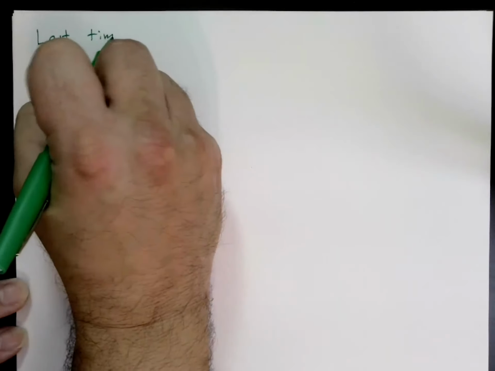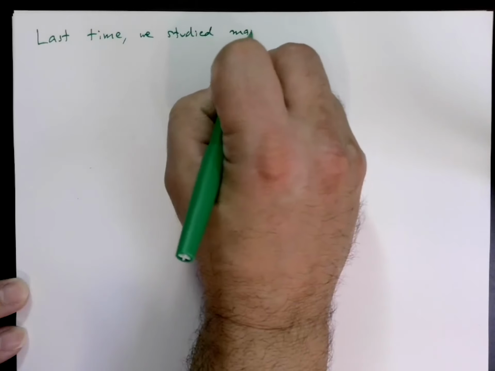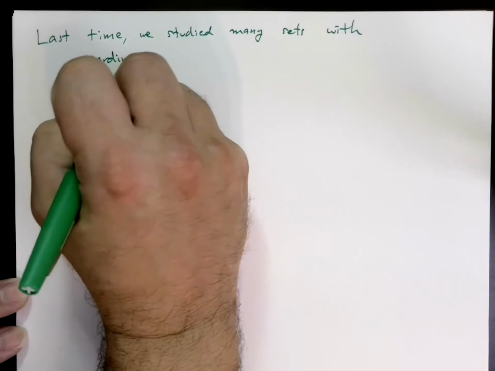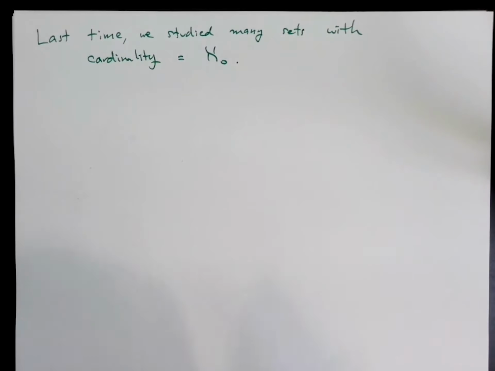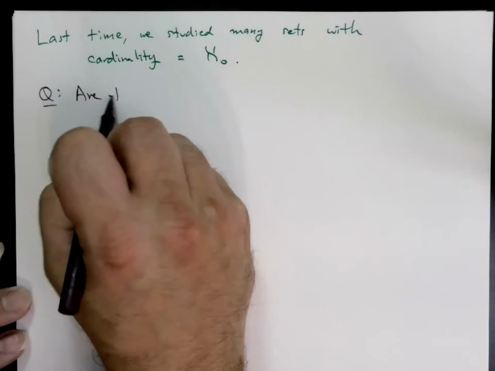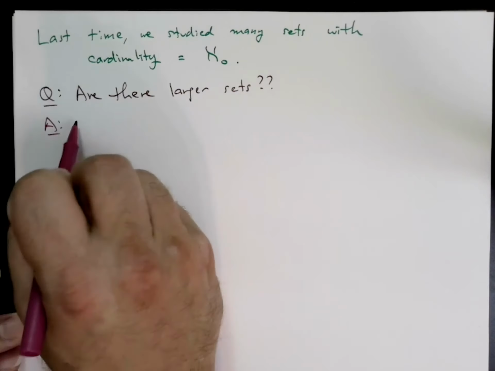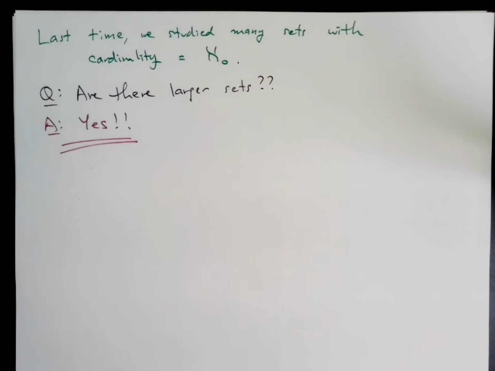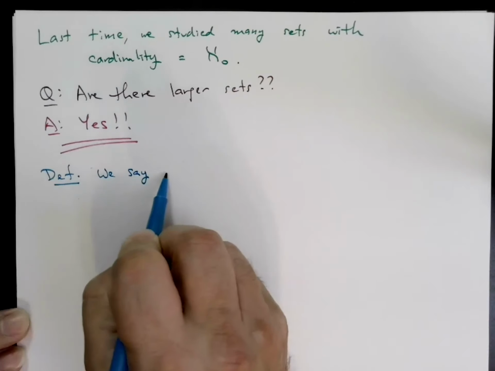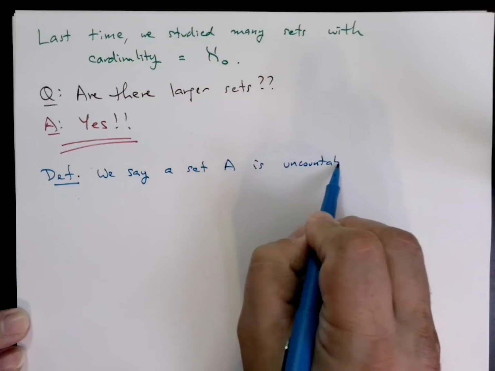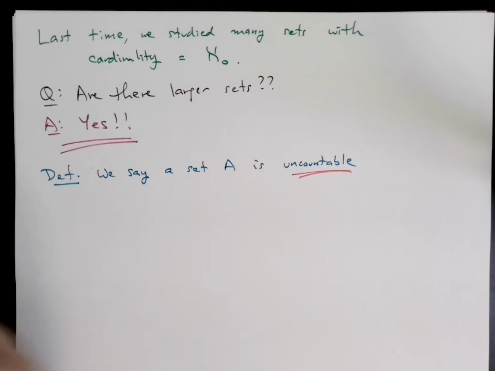Okay, last time we studied many sets that had cardinality Aleph null, the same cardinality as the natural numbers. Natural question, are there larger sets? Turns out the answer is yes. We will prove that today. In particular, here's a definition. We say that a set A is uncountable if it has cardinality strictly larger than that of the natural numbers.